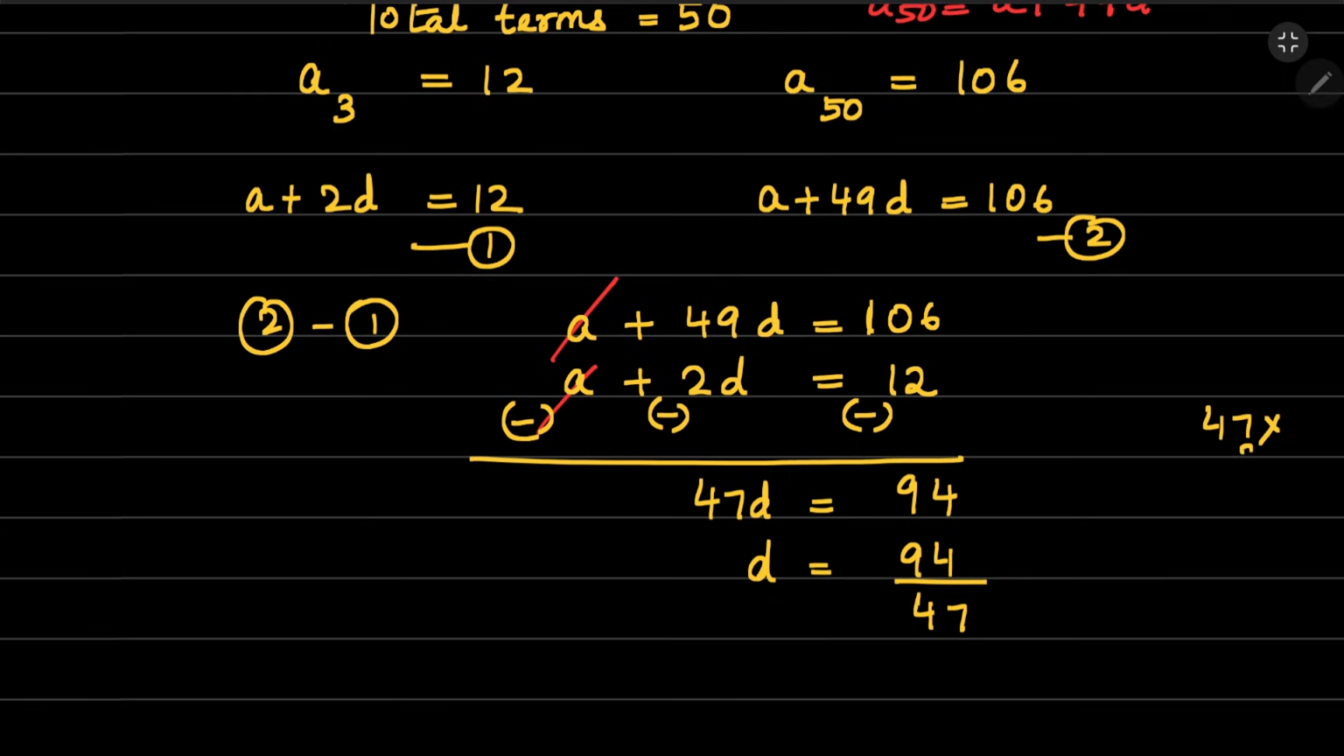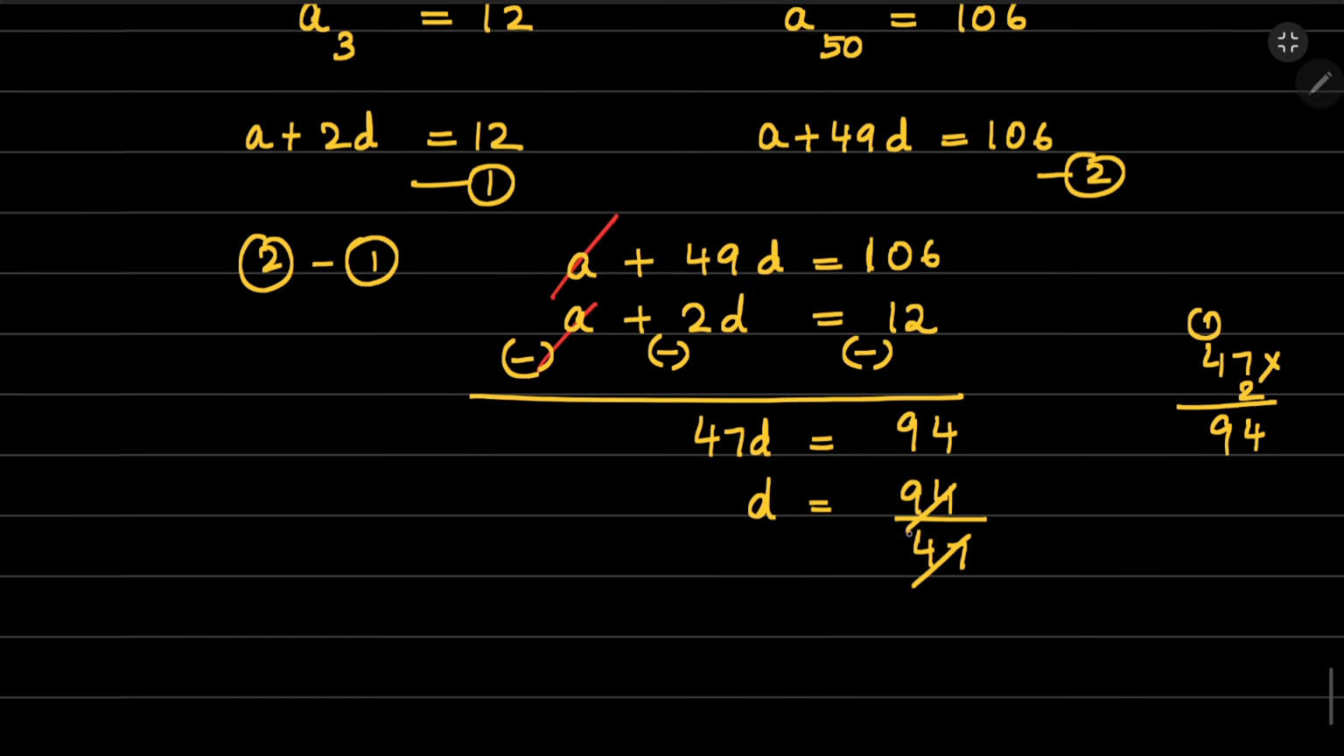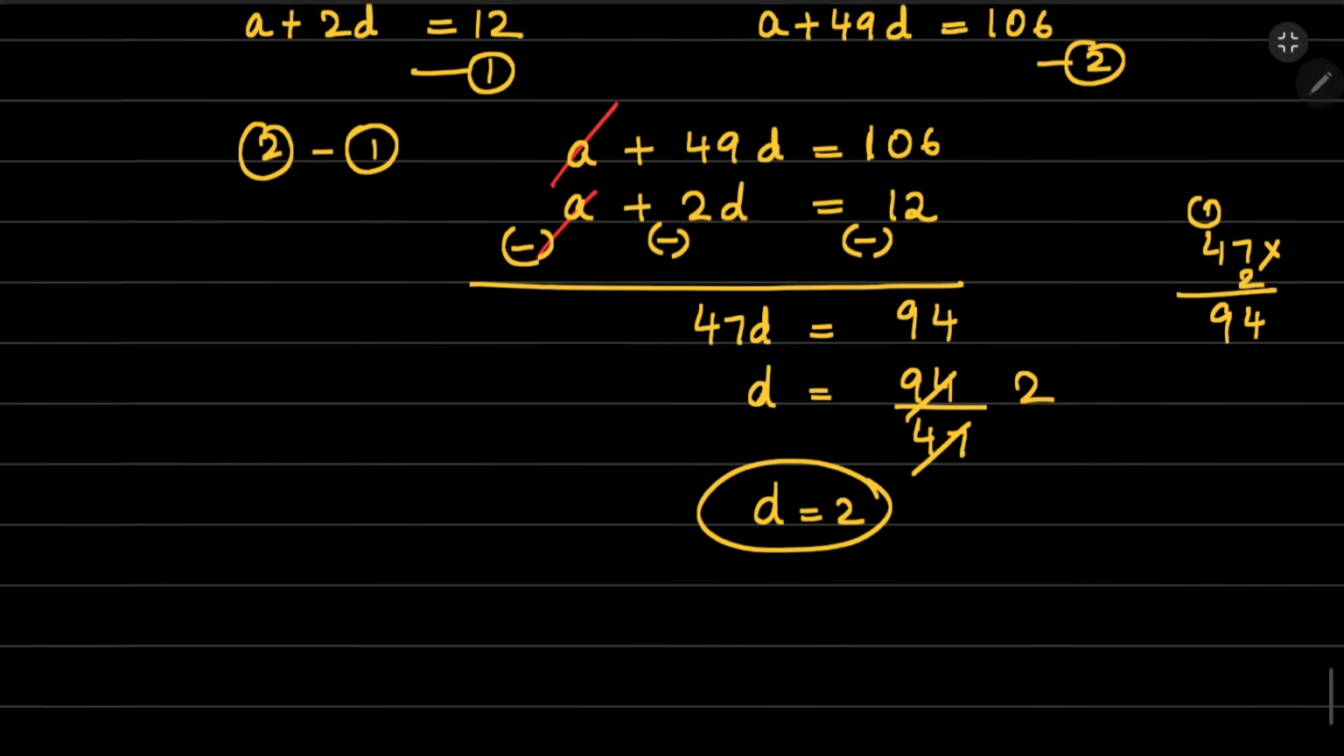So what is 47 multiplied by 2? 2 sevens are 14, 2 fours are 8, plus 1, 9. So here D will be equal to 2. So D is equal to 2. What is D? It is a common difference.